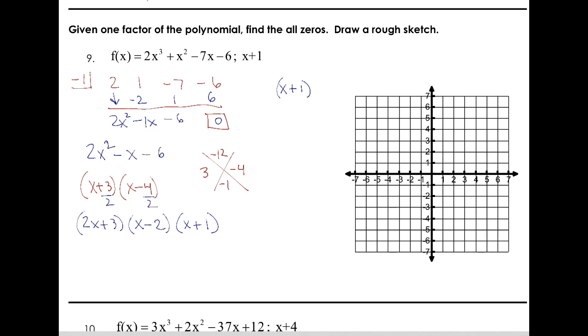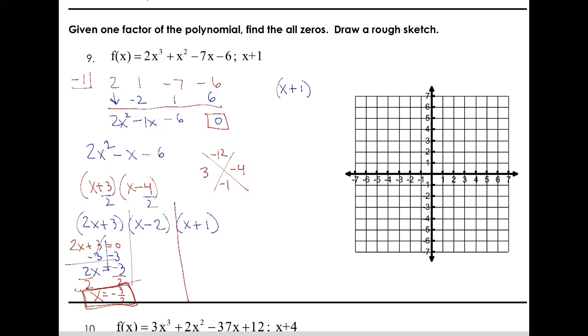So let's start with the first one. 2x plus 3 is equal to 0. Subtract 3 on that side, subtract 3 on that side. That cancels. 2x is equal to negative 3. And then we want to divide by 2, divide by 2. X would be equal to negative 3 over 2. So that is one of my zeros.